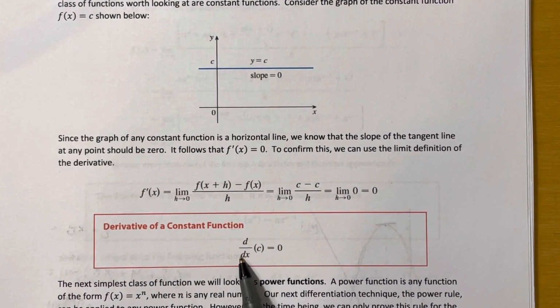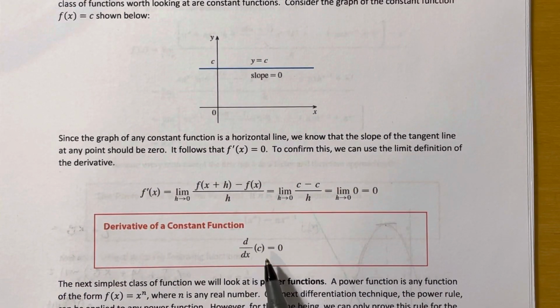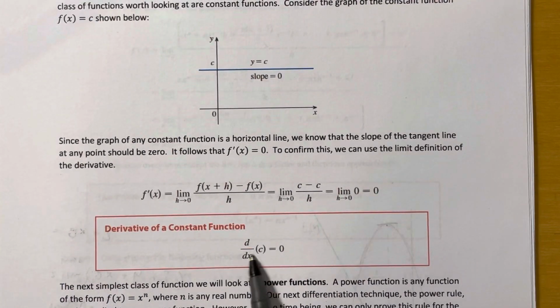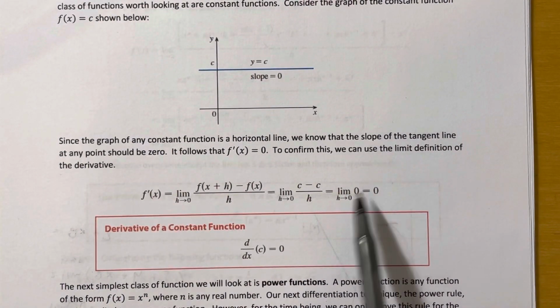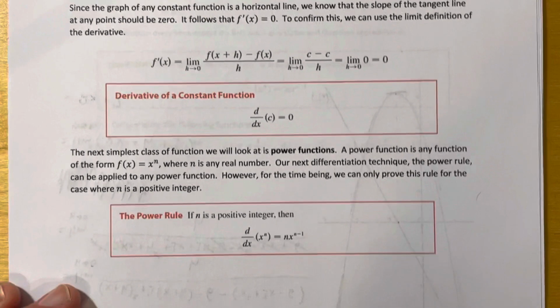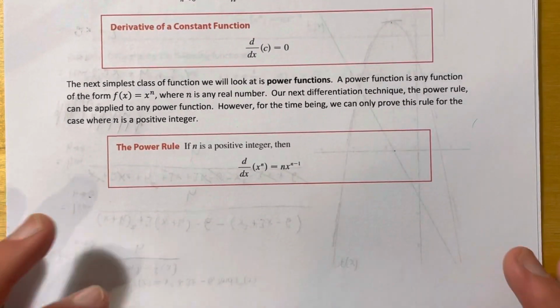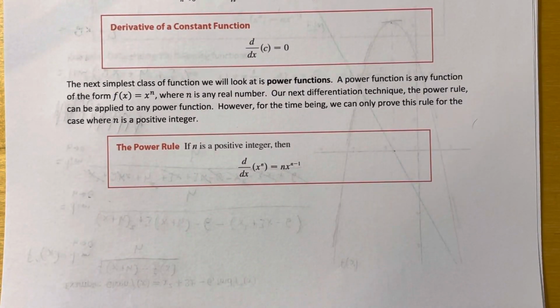Using different notation, we could also write this. The derivative of a constant function is 0. d/dx of c equals 0. Okay? This is just the same thing as this, f prime of x equals 0, using different notation. Now that's helpful, but we want to expand our differentiation techniques to larger classes of functions.